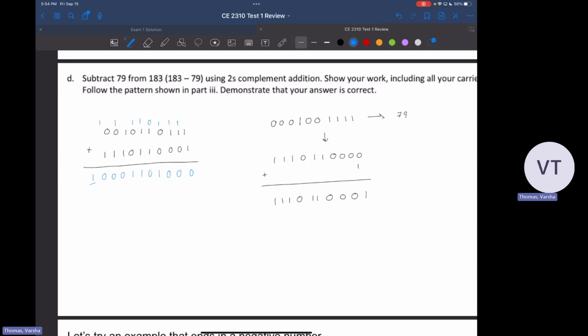And this is our carry bit, remember? And so with this, you have to drop your carry bit. So we're going to get rid of that. We are left with this. So now let's check if we're correct.